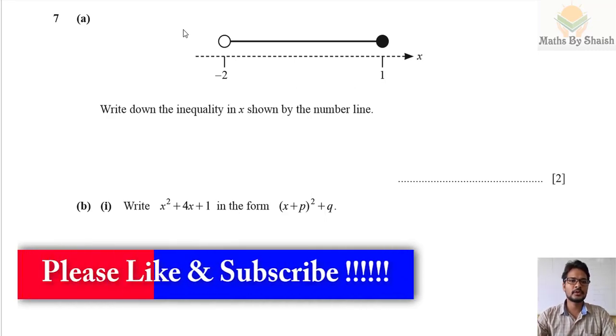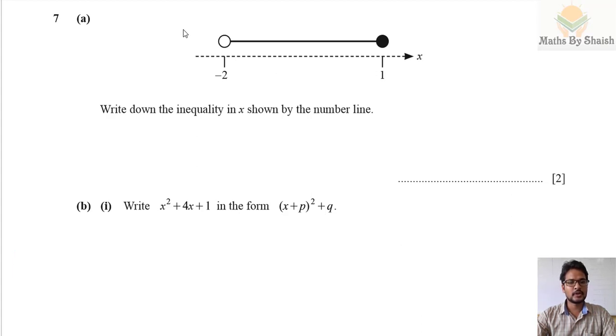Today in this video we are going to discuss the last few questions from May-June 2021 Cambridge IGCSE Mathematics Paper 4, 0580/43. So let's start with question number 7. As we have discussed the first 6 questions in the previous video, let's start with question number 7.